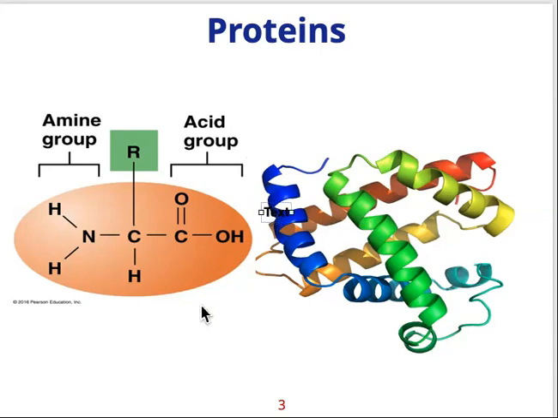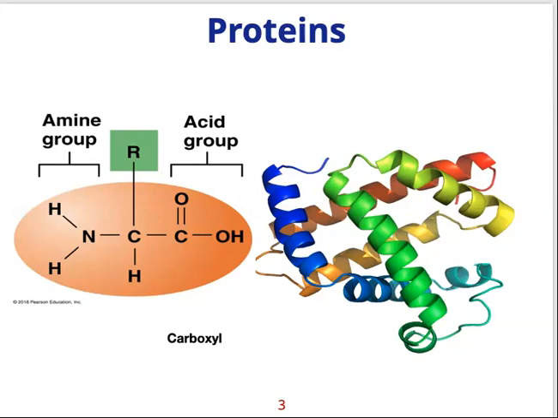Okay, let me type it in here. Carboxyl group, which is essentially a carbonyl group bonded also with a hydroxyl group. So a carbonyl group is basically carbon double bonded to an oxygen. A hydroxyl group is basically this OH, okay? And together they form this carboxyl group.